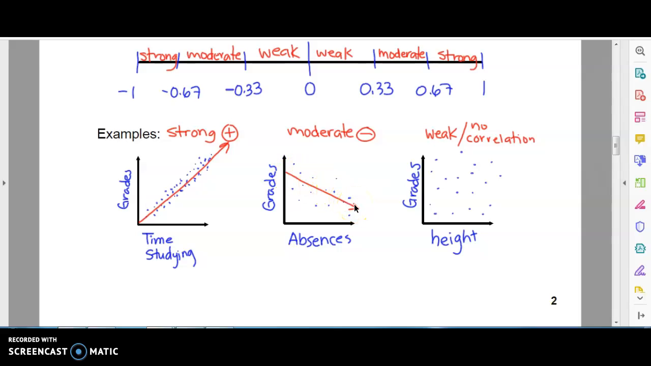And then a weak relationship would basically have our points all over the place, not clustered around any sort of line of best fit. So this one here, we would say weak or no correlation. Okay, so that's what they would look like graphically.